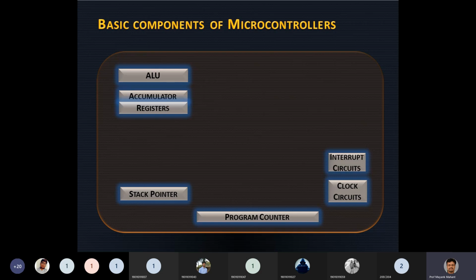Yes, sir. So all these things we have already discussed in our 8085 microprocessor. So we can say that all the things which are present in the microprocessor are also available in the microcontroller.